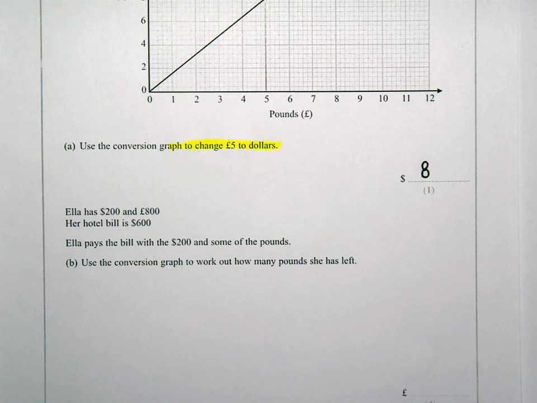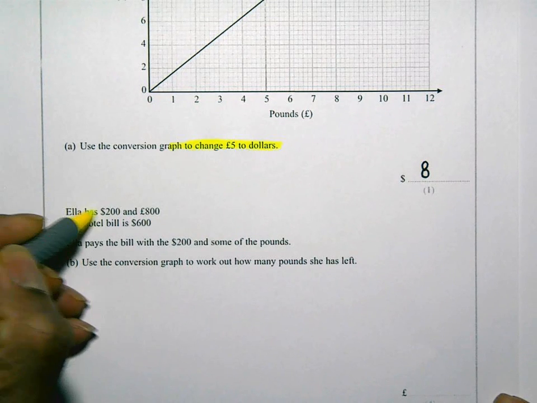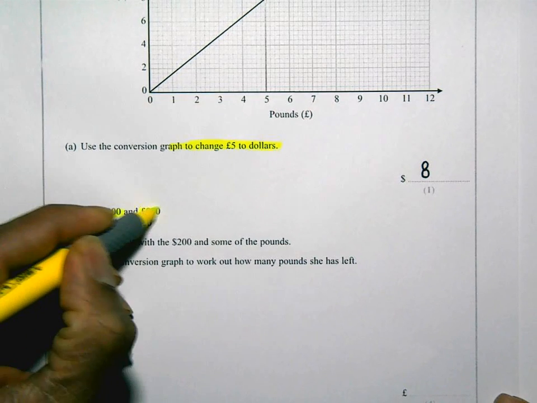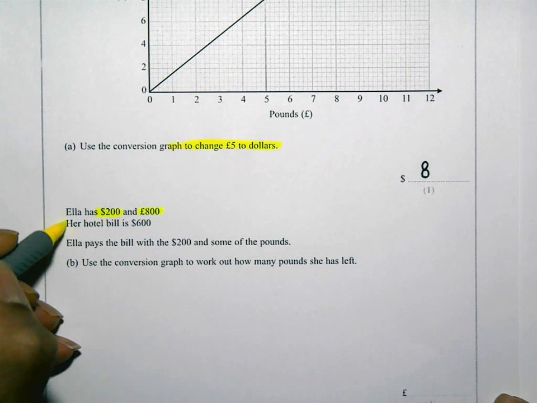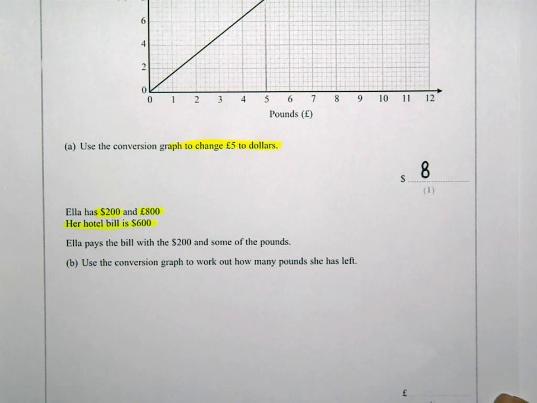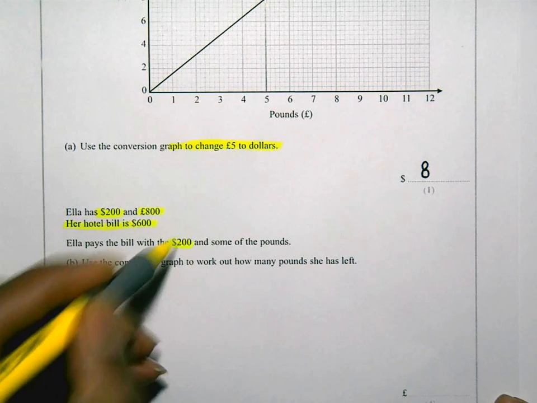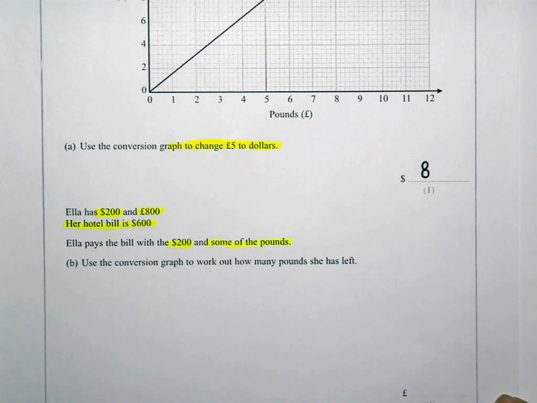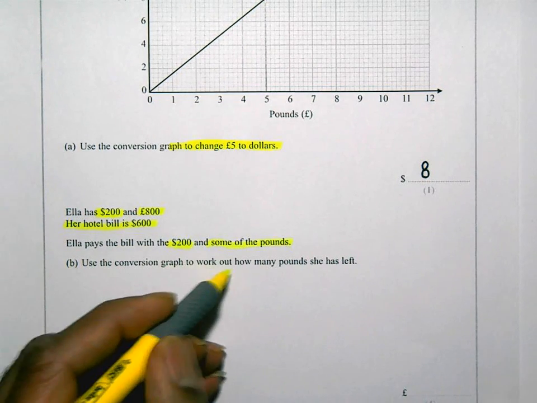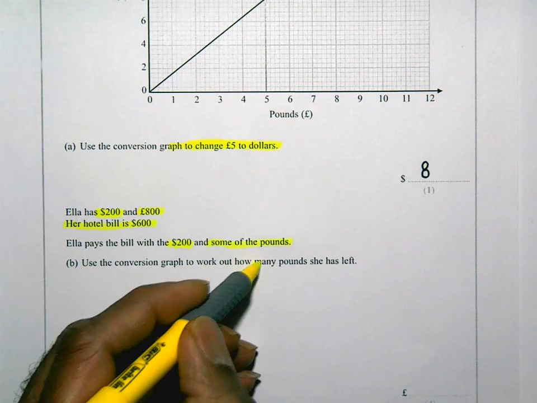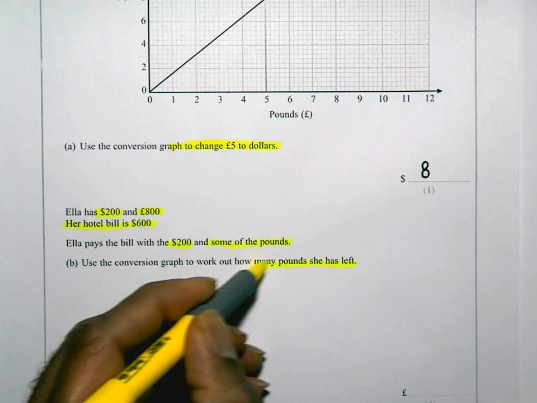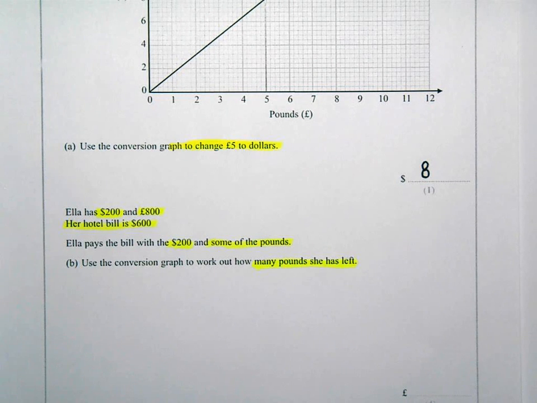Okay, in part B, let's read the question first. Ella has $200 and £800. Her hotel bill is $600. Ella pays the bill with the $200 and some pounds. Use the conversion graph to work out how many pounds she has left. Okay, so that last bit is a bit of a twist, right? You want us to work out how many pounds she has left.